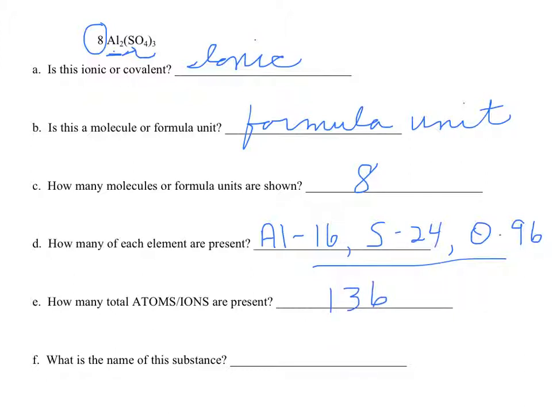The name of this substance, this is ionic. Aluminum only has a single oxidation state, so its name is aluminum sulfate. And the sulfate, of course, is a polyatomic ion.